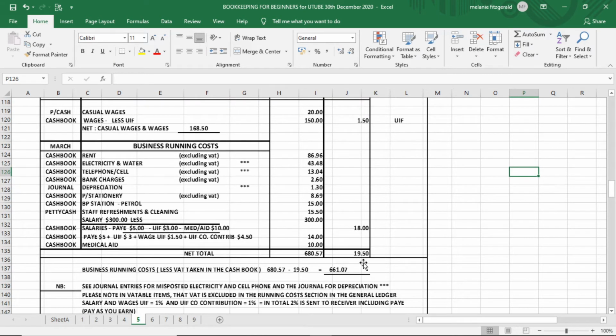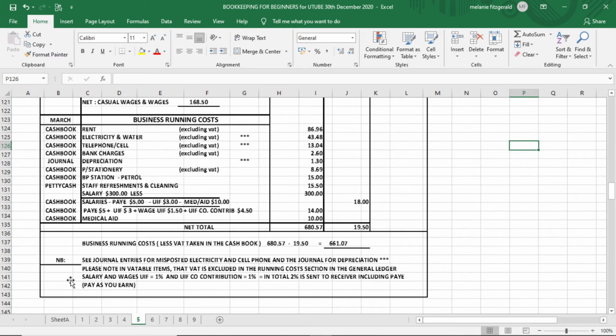We get to $19.50. We take this amount away from the $680. So the business running costs less VAT taken in the cash book is equal to $680.57 minus $19.50, which gives us a total of $661.07. Very important: see the journal entries for the missed post, electricity and cell phone, and the journal for the depreciation. So that's just telling you there.